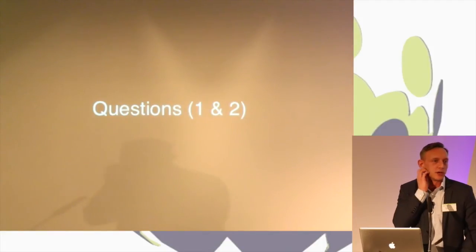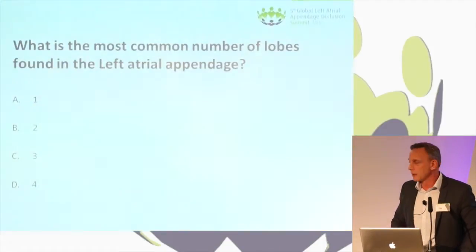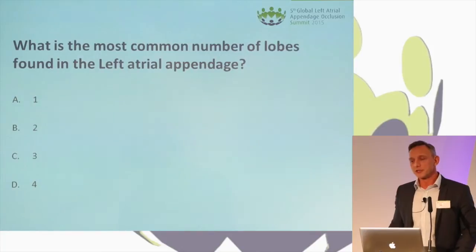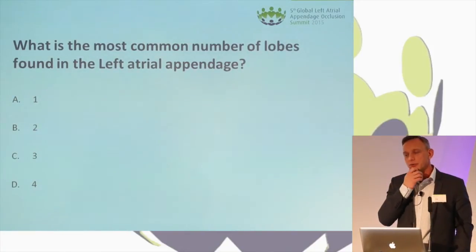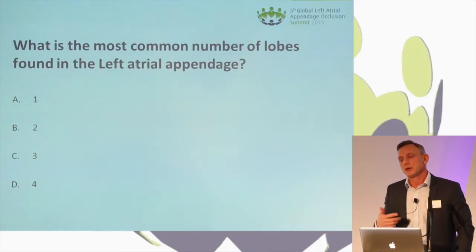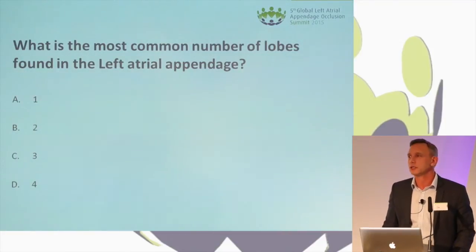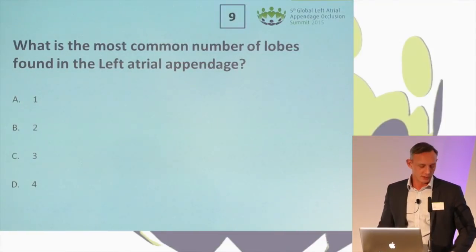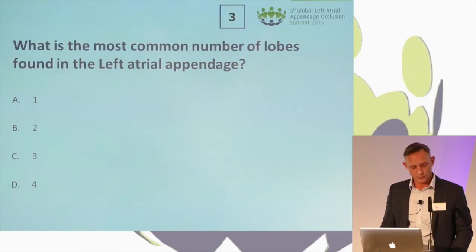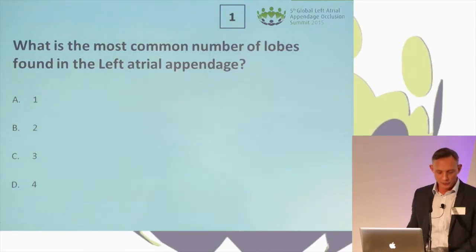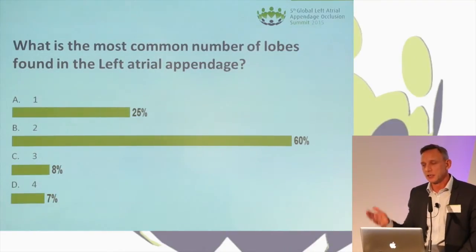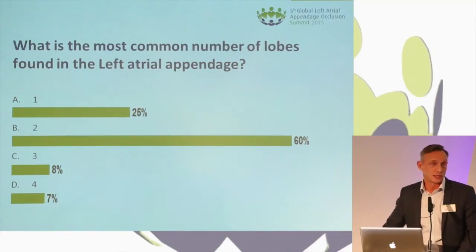Let's get you to get your voting pads, and if we can have the first question before I show you the anatomy. The first question is, what is the most common number of lobes found in the left atrial appendage? 1, 2, 3, or 4, A, B, C, or D. If you vote, this one should be fairly straightforward for most of you implanting, and yes, most of the time, as you'll see, it's 2 lobes.